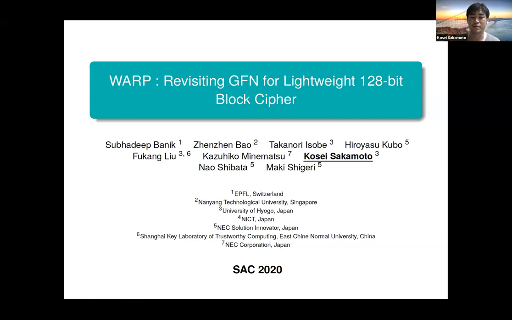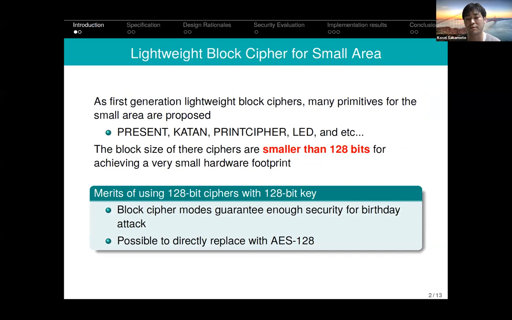Since the first lightweight block cipher PRESENT was proposed, so many lightweight block ciphers have been proposed. As the first generation lightweight block ciphers, some primitives for small area were proposed. These works greatly contributed to the development of the field of lightweight block ciphers. However, if a block cipher has 128-bit blocks with a 128-bit key, there are some merits. For example, the block cipher guarantees enough security against birthday attacks and it is possible to directly replace AES-128.